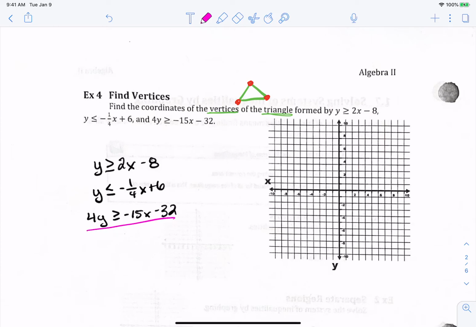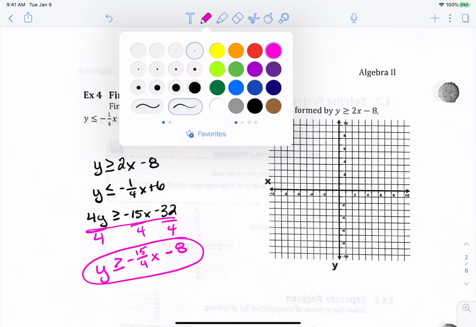How do we fix it? Divide everything by 4. Divide by 4, divide by 4, divide by 4, and don't make it a decimal. Negative 15 divided by 4, just leave it. It's going to be kind of ugly, but that's okay. Negative 15 over 4 x minus 8.